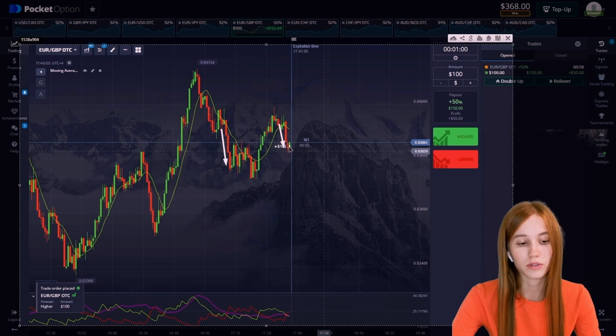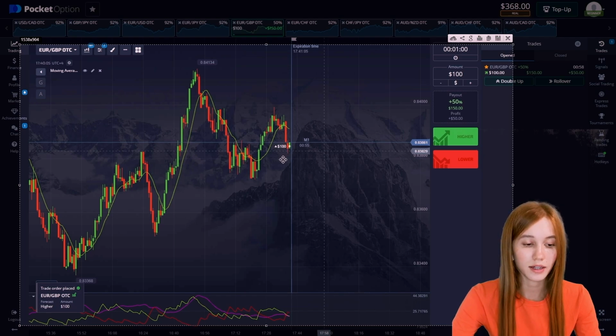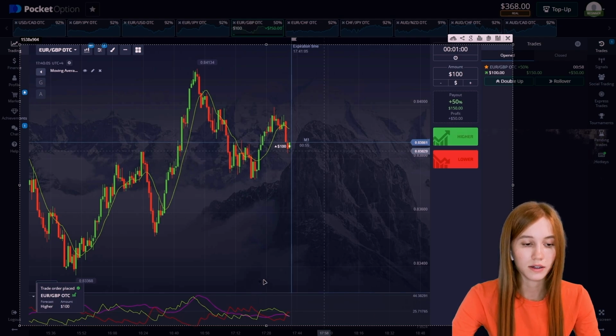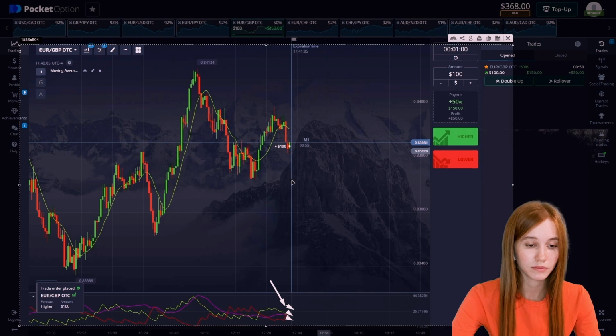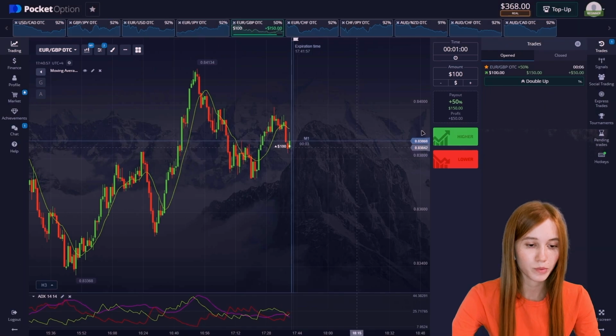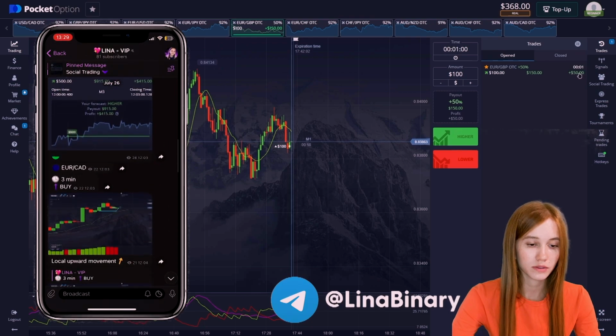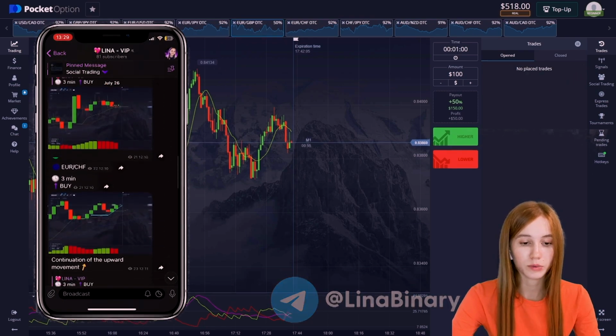The moving average shows a general downward trend. ADX red line prevails over green line, and both lines are directed upwards. That means that the trend is falling. I think there will be a pullback on this candle. Let's see. Several seconds until the end of the deal. Three seconds, 1. Last deal, good, profit is $50.